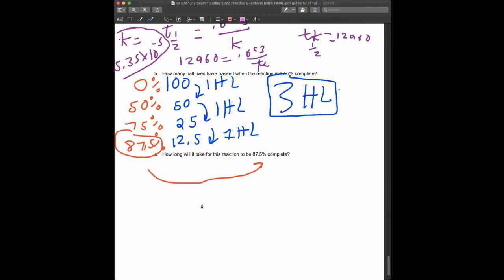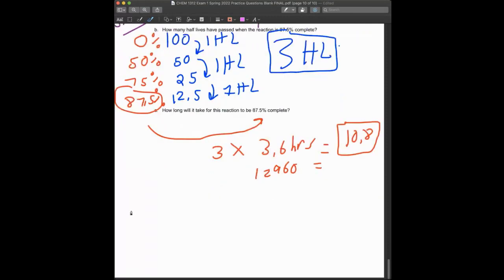So how do we find this reaction time? The short way is that we have 3 half-lives from that B problem. We just multiply it by the half-life of this substance, which we said was 3.6 hours, or 12,960 seconds. It depends on the quantity they're asking for. I did it in hours, so I did 10.8 hours. And that's going to be the answer to this problem.